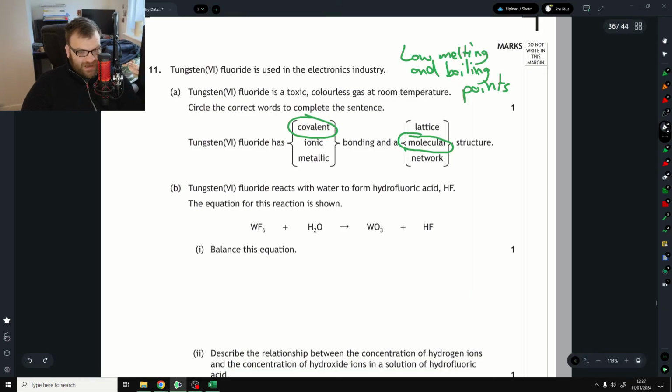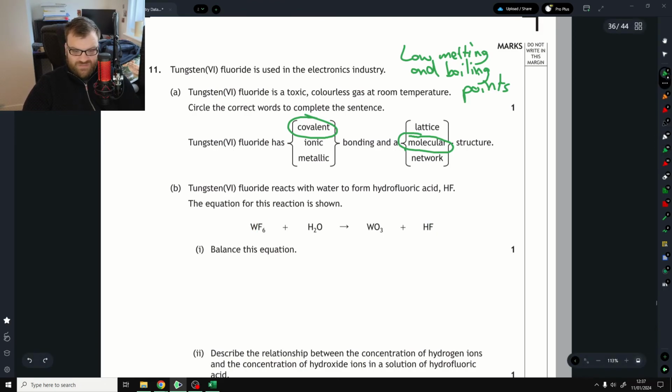Next up, we're asked to balance this equation. The way I do the balancing is I take each element in turn and see, are they the same on both sides? If not, then fix it. W, we have got 1 and 1. That's fine. We have got 6 fluorines. We've only got 1 fluorine there.